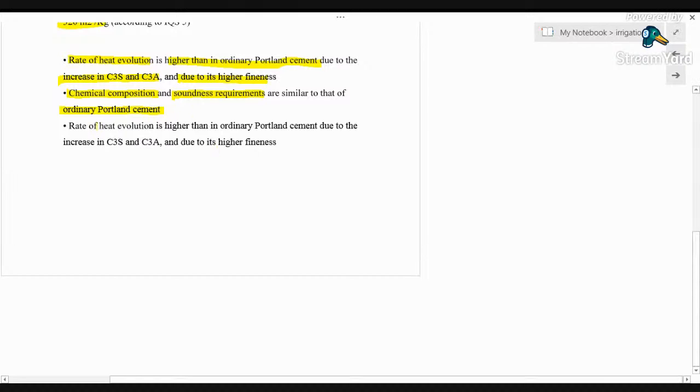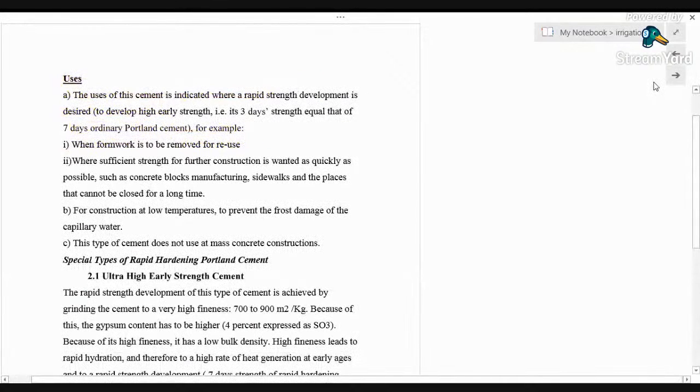But here the rate of heat of evolution is higher than ordinary Portland cement. Due to what? Due to increase of C3S and due to higher fineness. That point you have to remember.